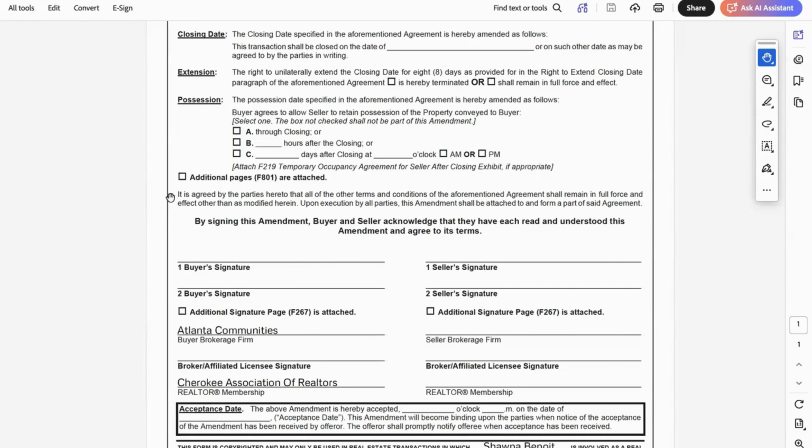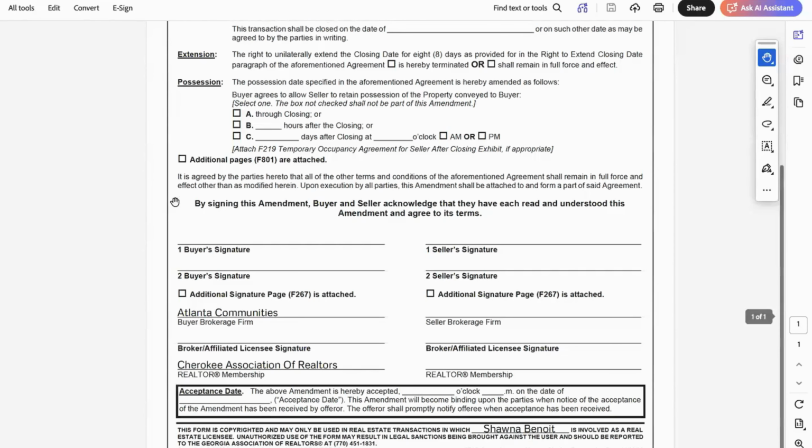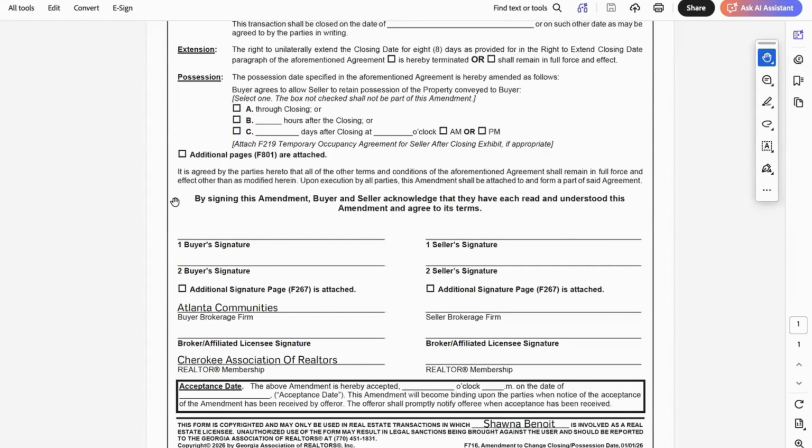By signing this amendment, this confirms that both parties have read the contract, understand it, and agree to it. The buyer signs, the seller signs, and the seller's agent signs, and the buyer's agent signs. Acceptance date. This is when the amendment becomes binding. The amendment becomes binding when both parties sign and notice of acceptance is delivered.